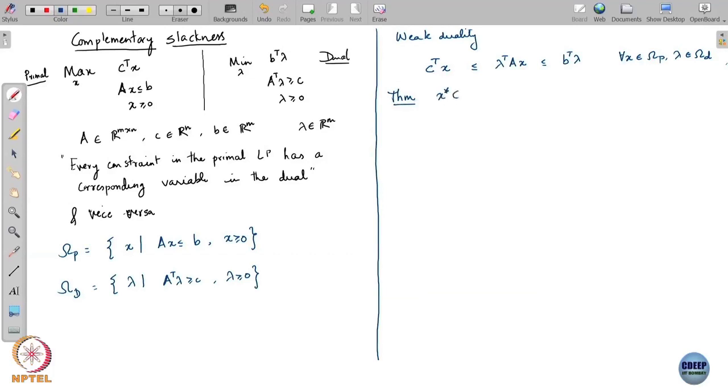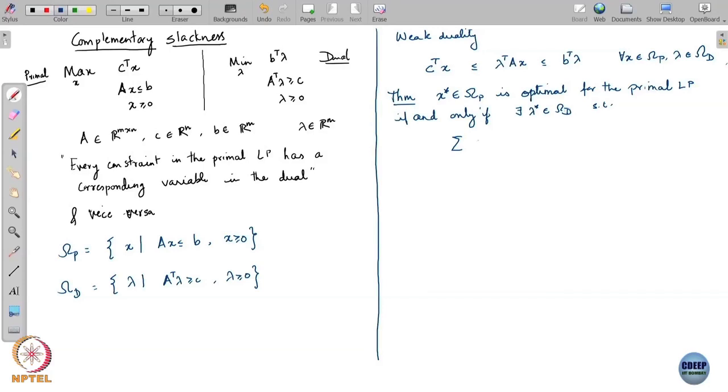So, x star in omega p is optimal for the primal LP if and only if there exists a lambda star in the dual feasible set, capital omega d, such that, let me write it like this.